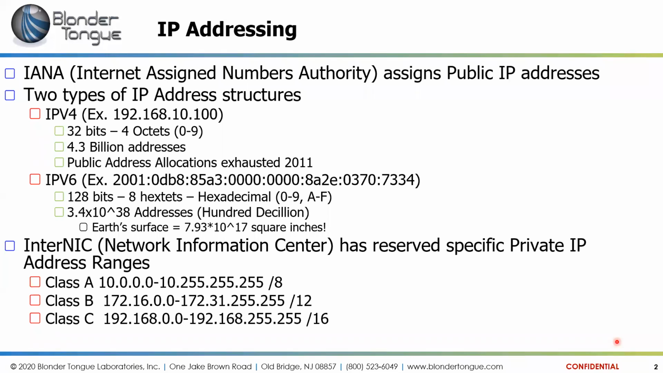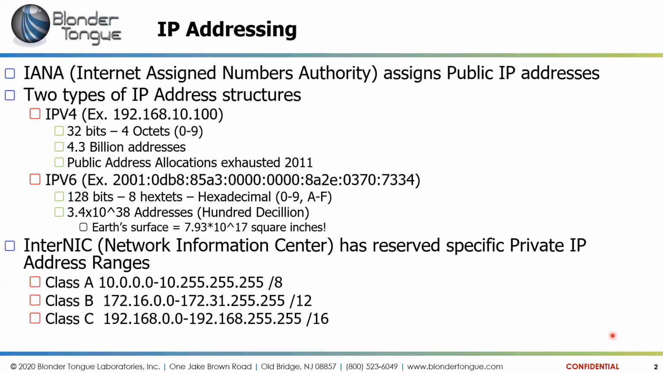Just to give you an idea of how many addresses that is, the Earth's surface is roughly 7.9 times 10 to the 17th square inches. So we can put roughly 2 addresses in each square inch of the Earth's surface and still have a little bit left over. So we're hoping not to run out of those addresses anytime soon. But for IP television, IP video is primarily run on a closed network, so we primarily run IPv4 on that private network. So that's what we'll be discussing today. Just wanted to mention IPv6 and its use.